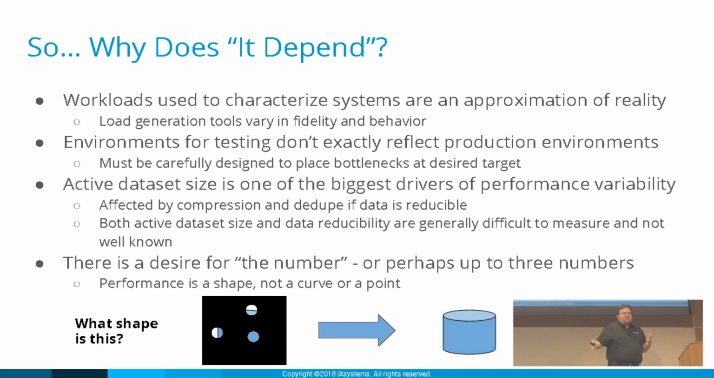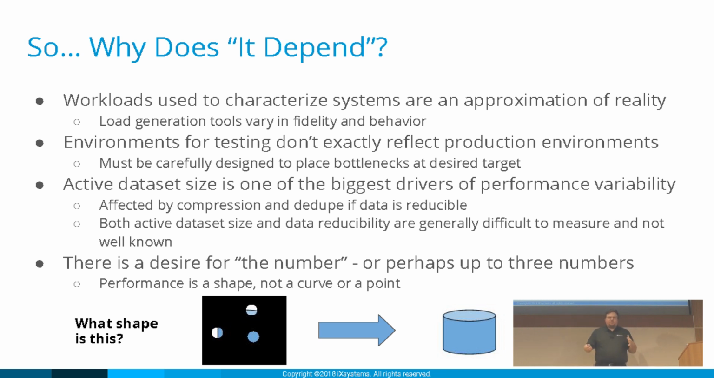So wrapping up, why does it depend? It depends because the workloads that we use to characterize these systems are an approximation of reality. And also the load generation tools we use vary in terms of their fidelity and the amount of fidelity we can get in comparison to a real workload. The environments that we test with don't really reflect production environments. The amount to which they do reflect a real environment does vary, but generally they're not exactly the same. So we have to design them carefully to place the bottlenecks where we want them for what we're trying to test.